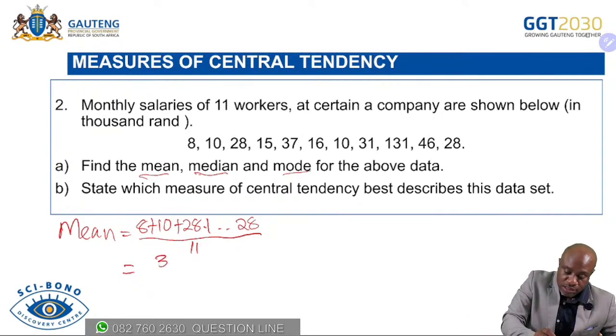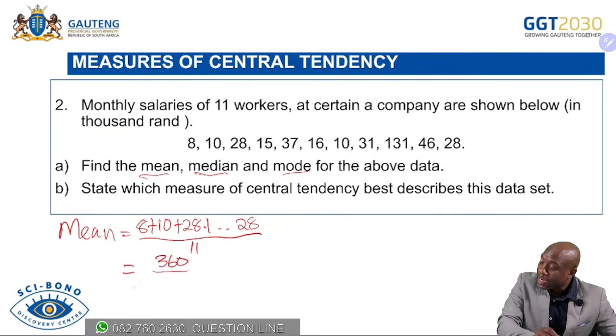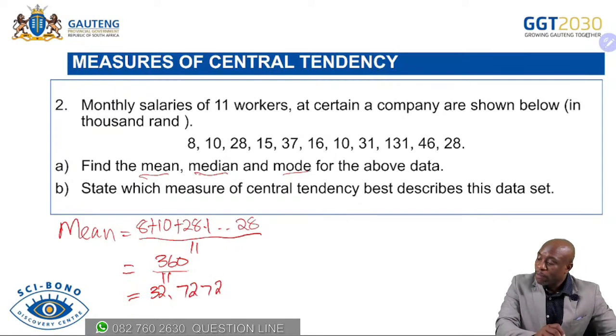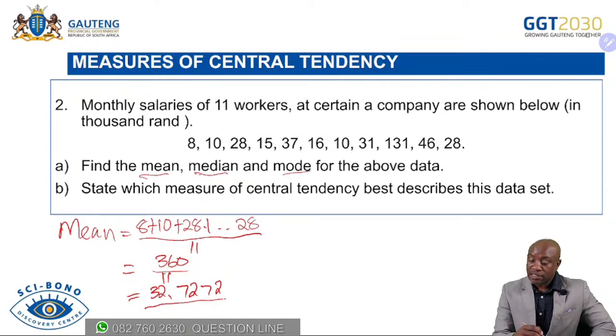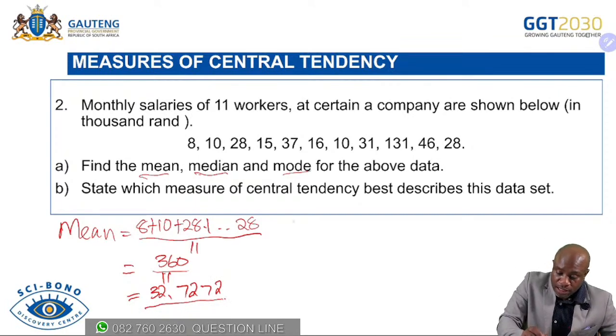It was 360 divided by 11. And this answer is 32,7272. Right. So remember, these are in 1,000 rand. I can leave that answer as it is, like that. And then we go on to do the median.